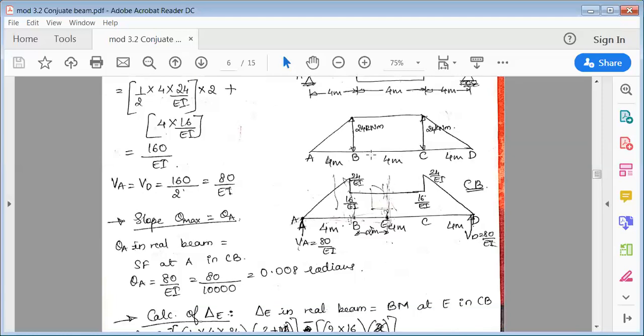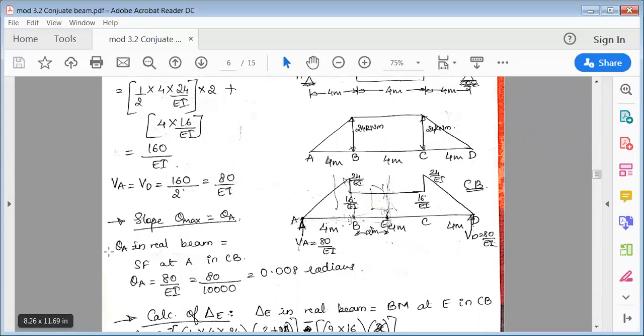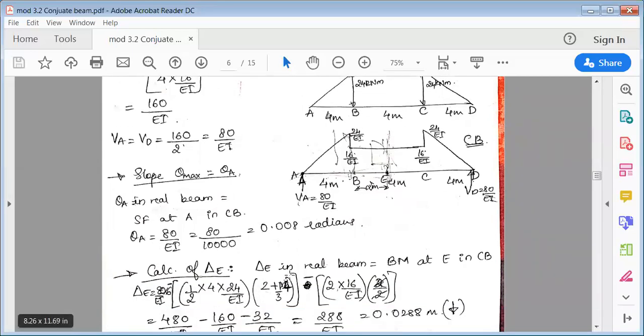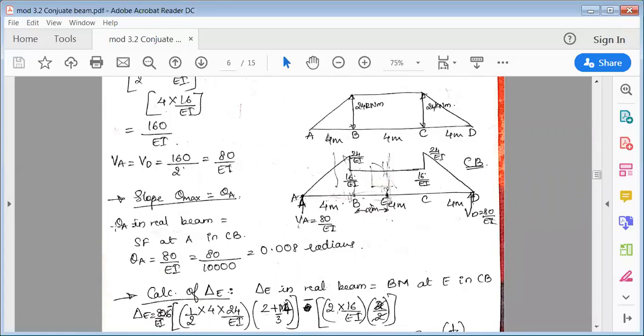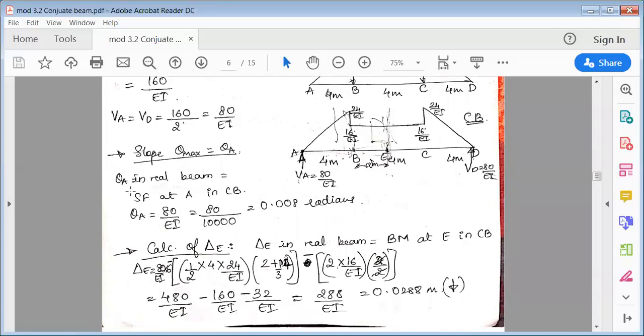Now we have to find the slope. So ultimately we have to find the maximum slope and maximum deflection. So the maximum slope will be theta A and theta D. Okay, so again theta A, as usual, use the formula. Theta A in the real beam is equal to, again, theta is associated with shear force and delta is associated with the bending moment of this particular diagram. Okay, so theta A in the real beam is equal to the shear force at A in the conjugate beam. Writing this formula is very, very important because based on this, you can formulate this.